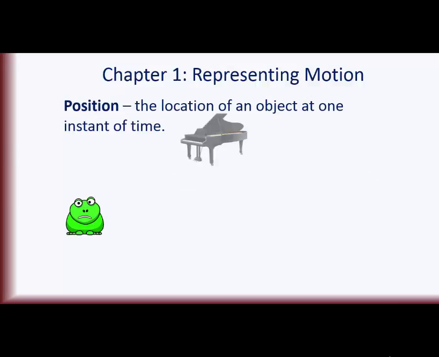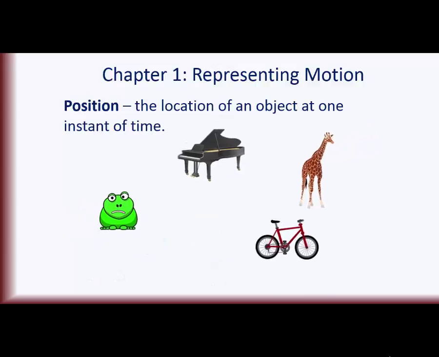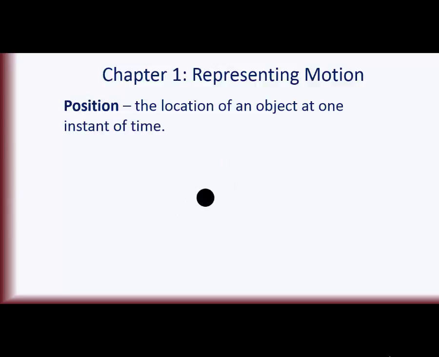Obviously, there are many types of objects we can investigate, and you'll be expected to draw diagrams showing the motion under investigation. Now, if you are like me, you might not be the world's best artist. So in physics, we present any object as a simple dot.